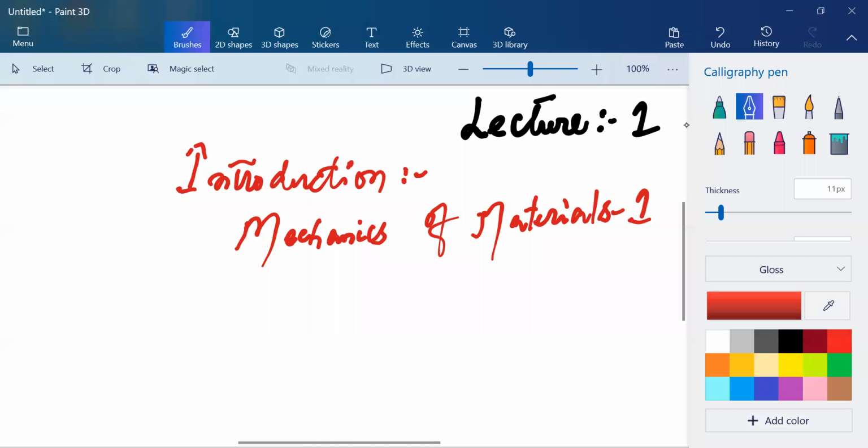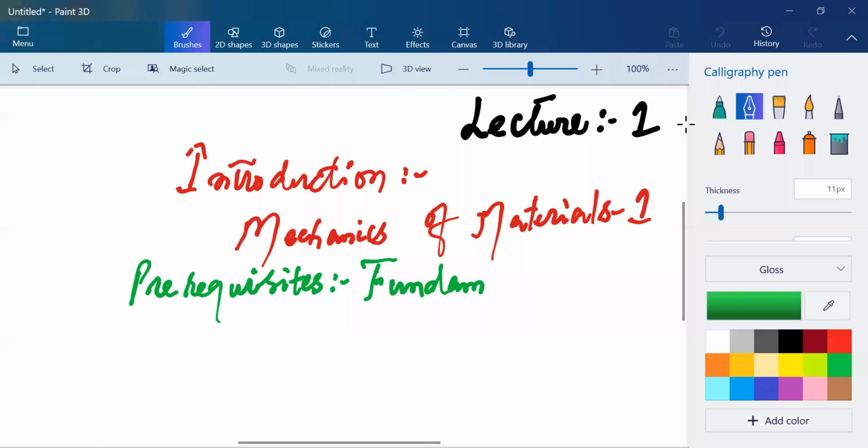setup, mechanics of materials is divided into two branches: mechanics of materials one and mechanics of materials two, MOM one and MOM two. As far as this course is concerned, this course has prerequisites. Some things that we expect you may be knowing. Prerequisites are, you must have a good understanding of fundamentals of mechanics.